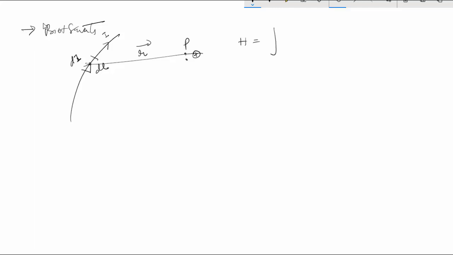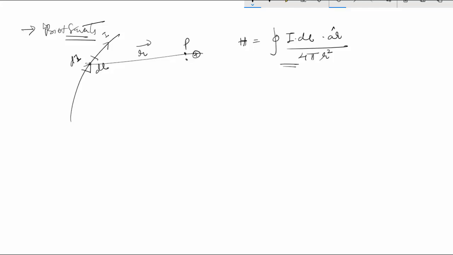H is equal to the integral of I dl into aR divided by 4 pi r square, where r is the distance between the point. So this was the integration equation of the Biot-Savart's law, and this was the magnetic field intensity.